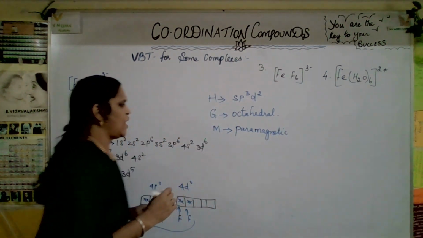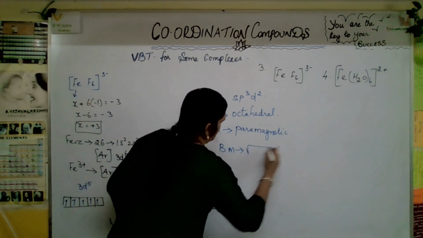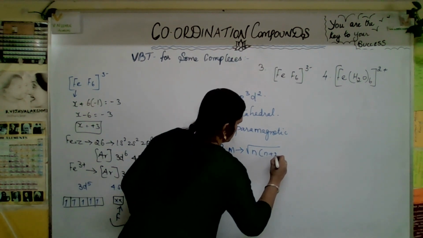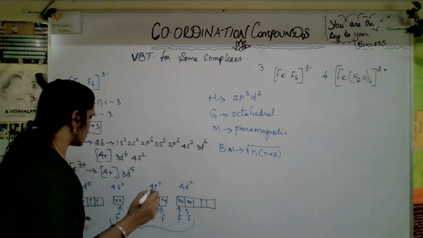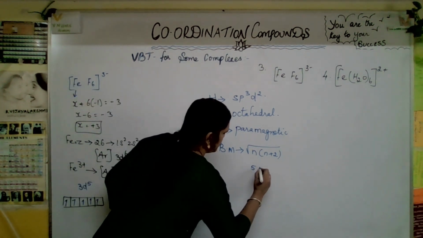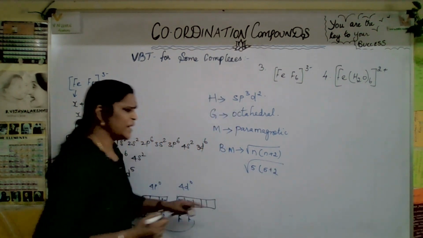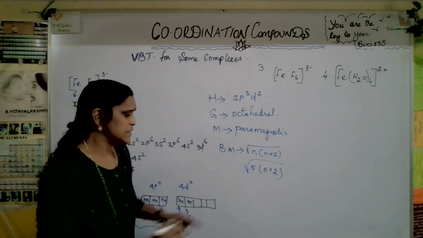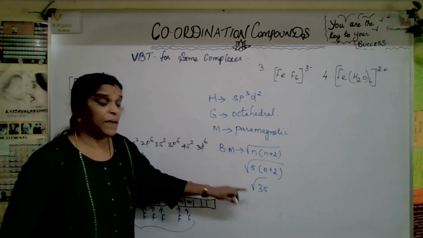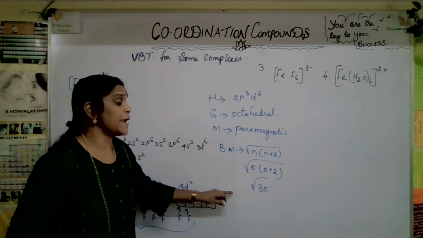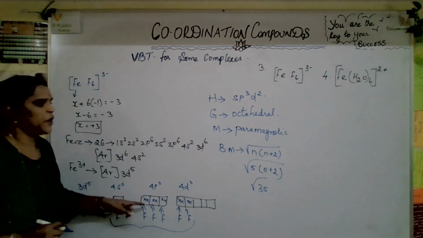Now BM, the same thing. Root of n into n plus 2, where n is the number of unpaired electrons. So here how many unpaired electrons are there? 5 into 5 plus 2, root of 35. They may give it like this, 35, and then ask how many unpaired electrons. In such a way they will ask you to identify. Hope you're clear with it.